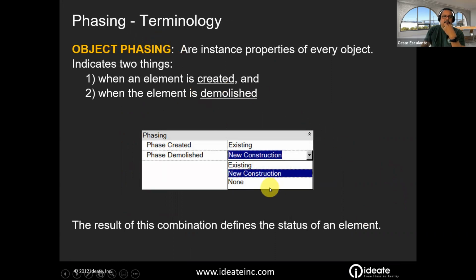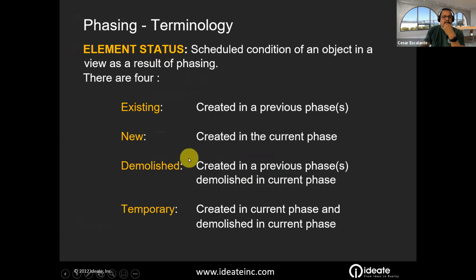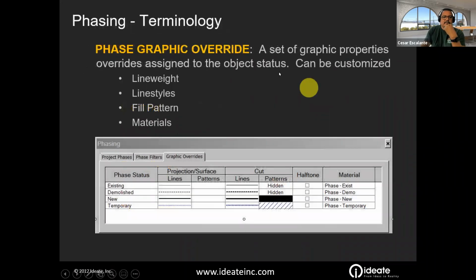The object phasing will be, these are created in new construction and they are demolished in new construction. So the combination of the object phasing creates the element status. Does that make sense? All right, here's where it becomes a little hairy. It's not that difficult to understand, but maybe for beginners.